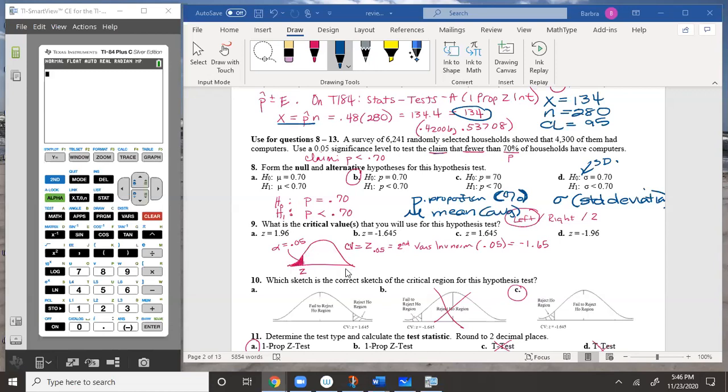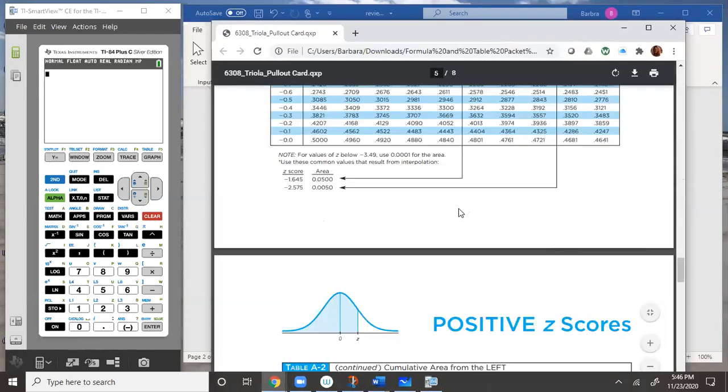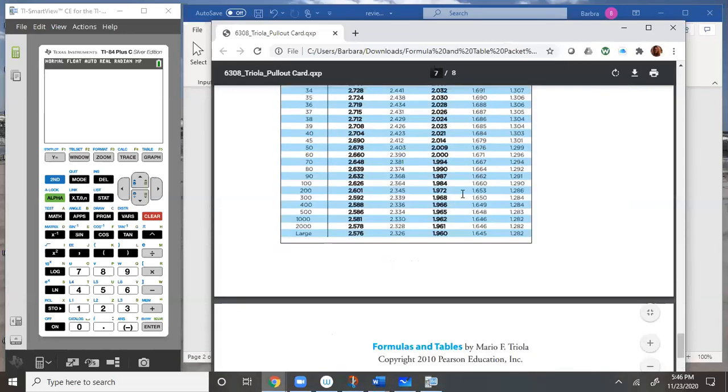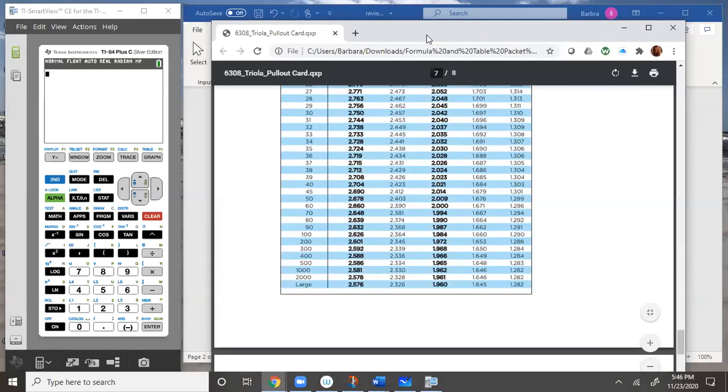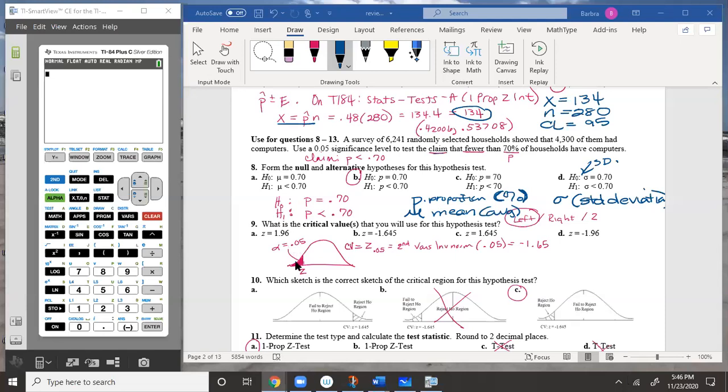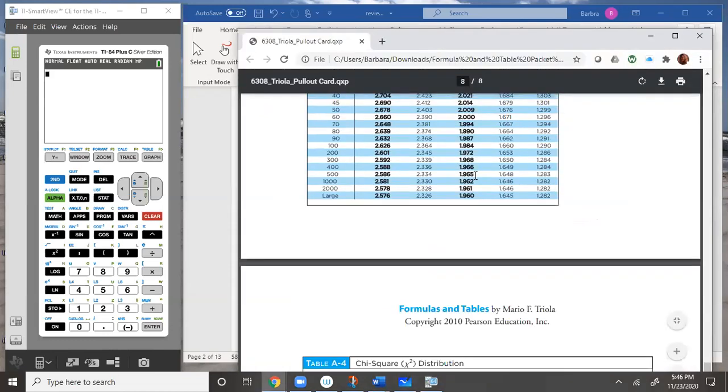So I'm going to do a quick sketch here. My critical value will be at the edge of an area that is equal to 0.05 on the left side. All right, and that's alpha, that's my significance level. So we go to the Z table. And since this is a left tail test with an area of 0.05, our Z score is going to be negative. So we're going to go to the negative Z scores.